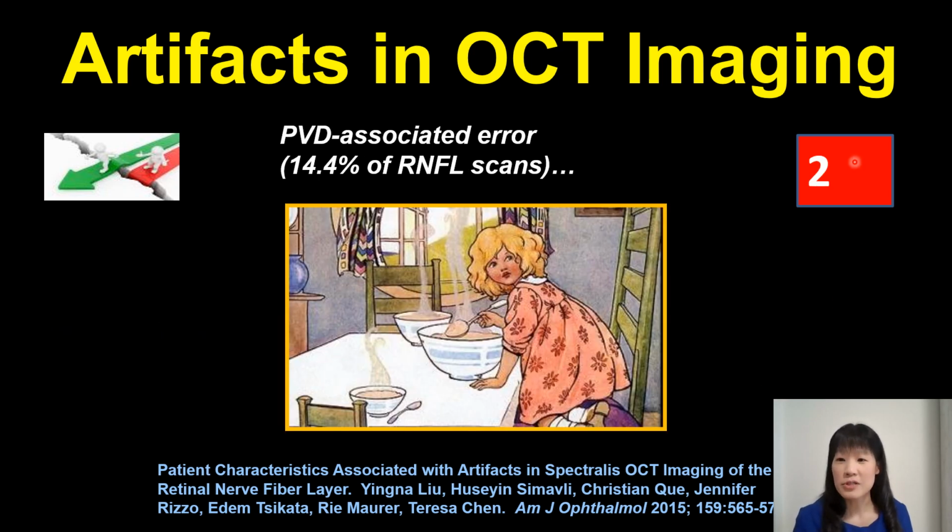So number 2, getting to the more common artifacts. This is something I call the Goldilocks artifact. Because as you know, Goldilocks, this little girl stumbled into the 3 bears' house where she had porridge that was too hot, too cold, and just right. So similarly, the PVD, or posterior vitreous detachment, associated error can be seen. About 14 to 15% of the time, our OCT scans can see a PVD.